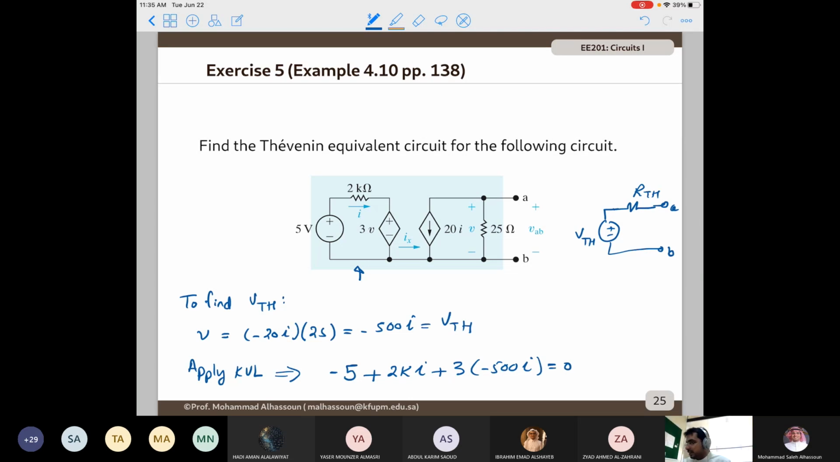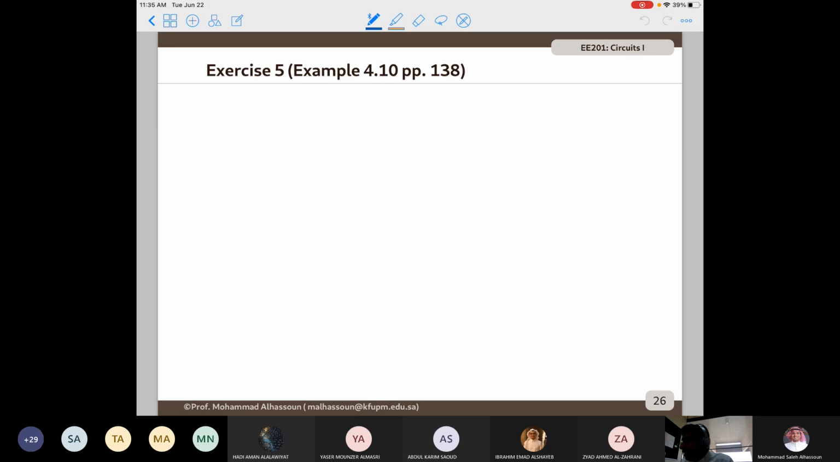So if we simplify, we will get minus 5 plus 2ki minus 1500i equals 0. So I will be 10 milliampere. And V Thevenin is going to be minus 500 multiplied by I, which ends up as minus 5 volts. Okay, now we found V Thevenin.